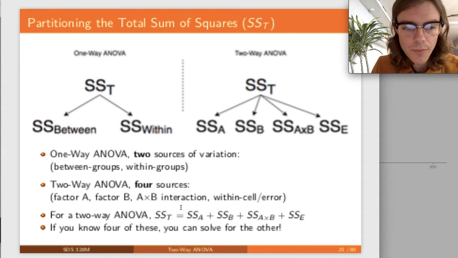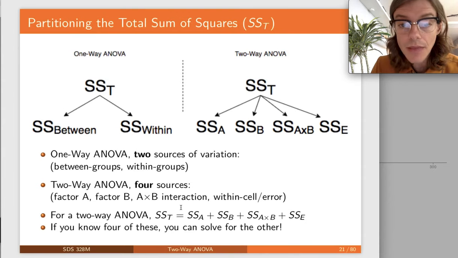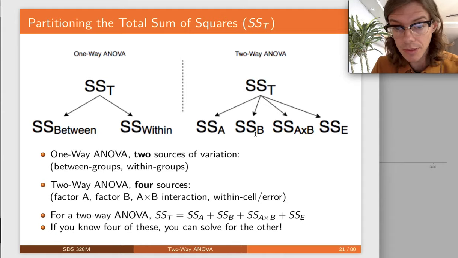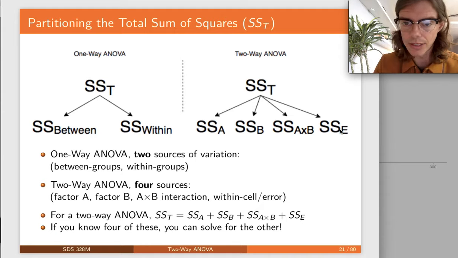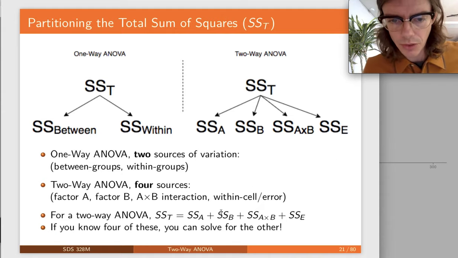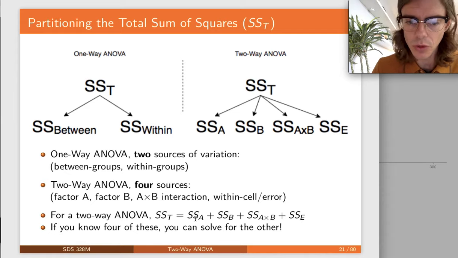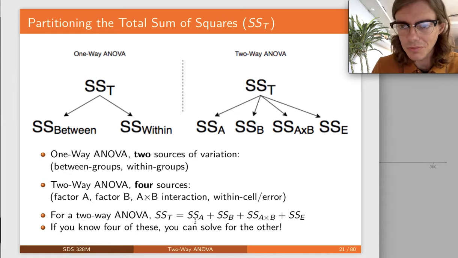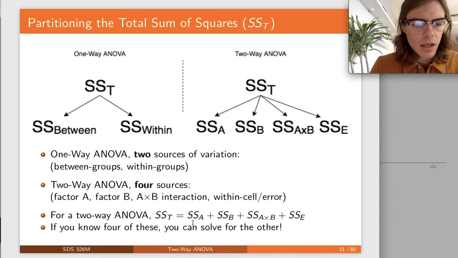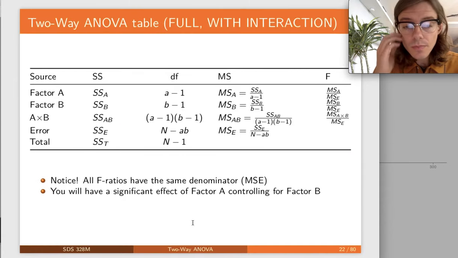Cool. And this is important. If you know any 4 of these, you can always solve for the last one. So if you know the total, the A, the B, and the A by B, then you can do the total minus this one, this one, this one, and get the error. It's just an equation. If you have one unknown, you can solve for it. Cool. So take a minute and look at this thing.